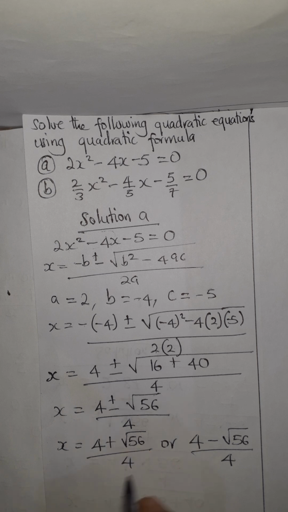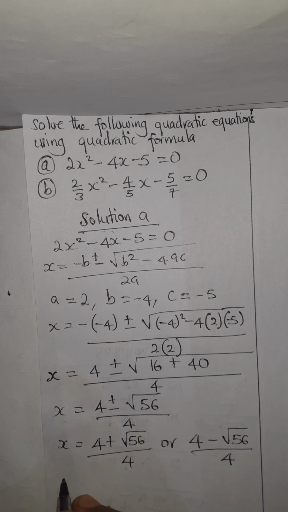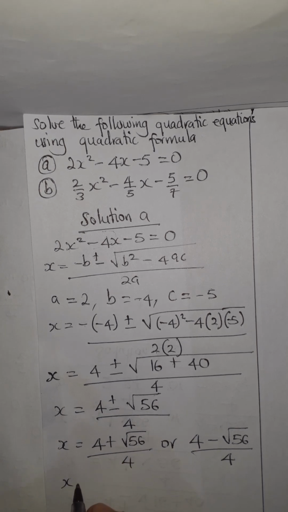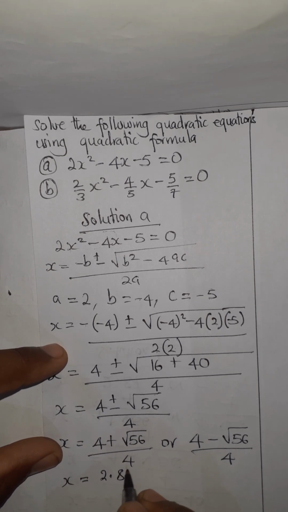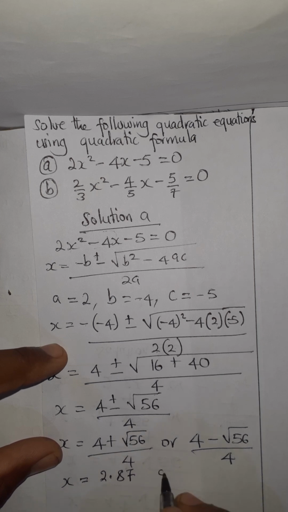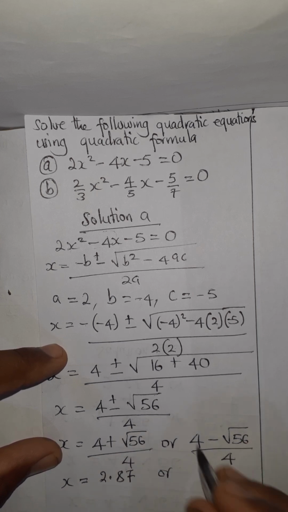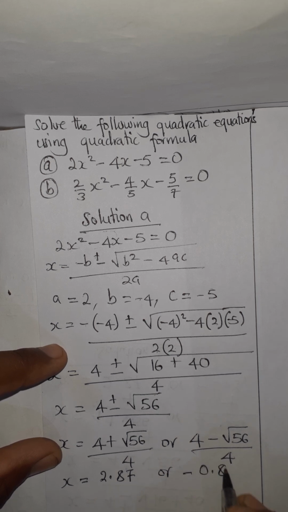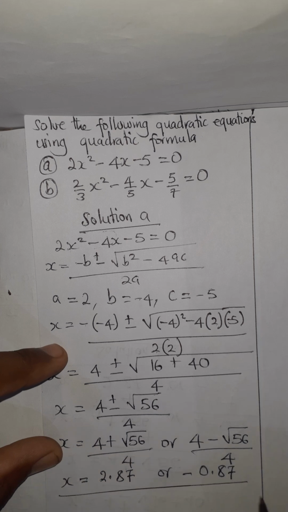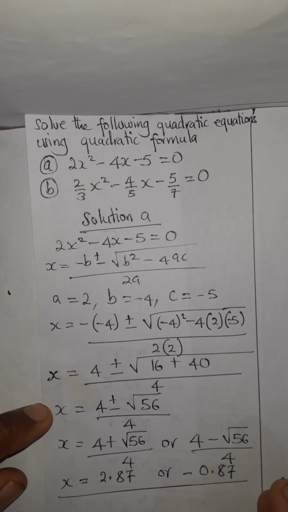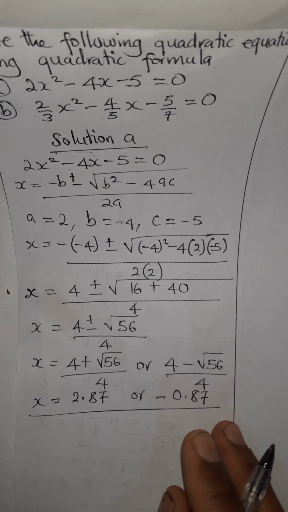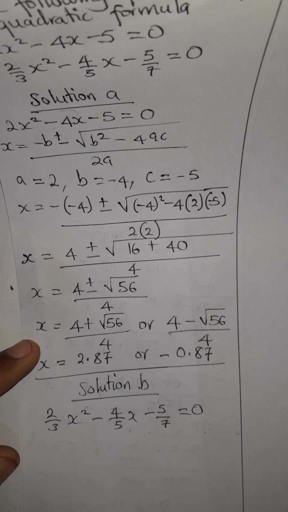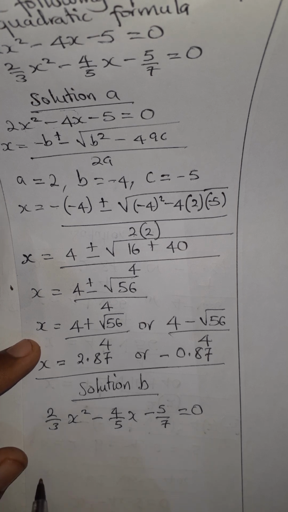Now, plugging in on the calculator the way it is, it gives us x equal to 2.87 to 2 decimal places, or this one, plugging in on the calculator, it gives negative 0.87. So these are the answers to that one. Now let's go to 2, which is B. Now B is this one.